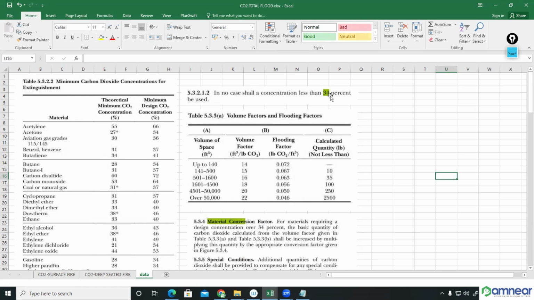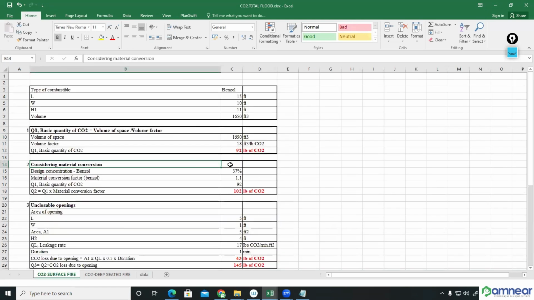Okay, so up to 34%, this value is not mandatory. You don't want to consider any material conversion, but above 34% you should. Now we are having 37%. So 37% you definitely should consider, which means this value has to be multiplied with the material conversion factor. Okay, so that's the second quantity.